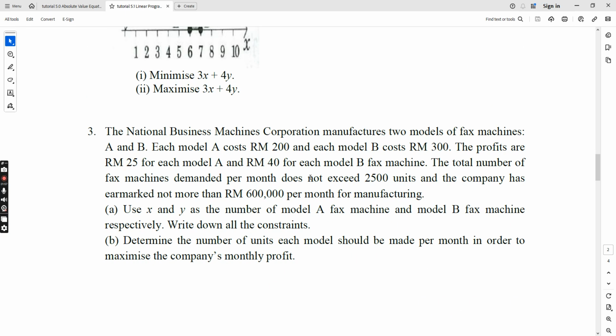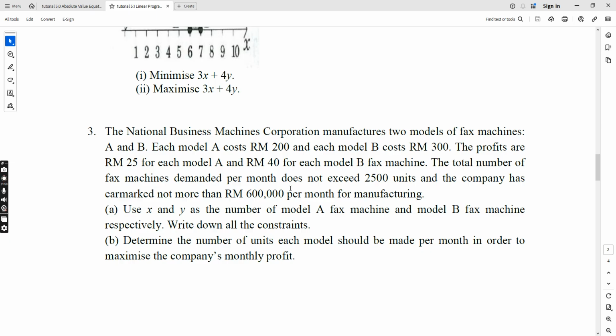Okay, for question 3. Let me check first. Okay, for question 3, this kind of question you also need to extract the information.